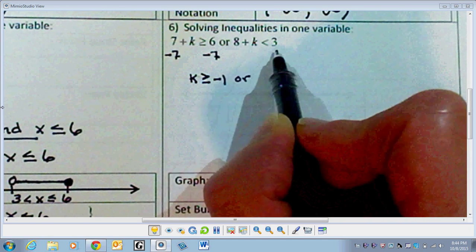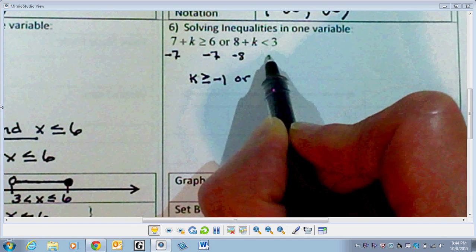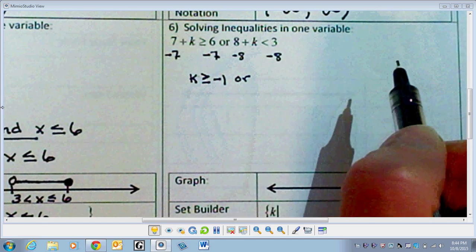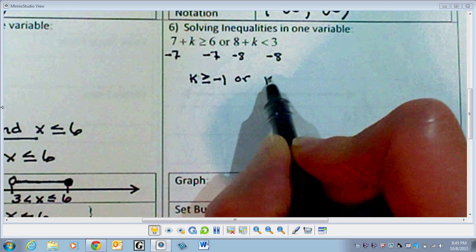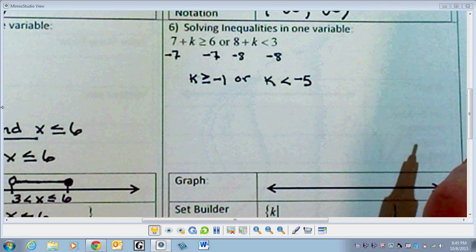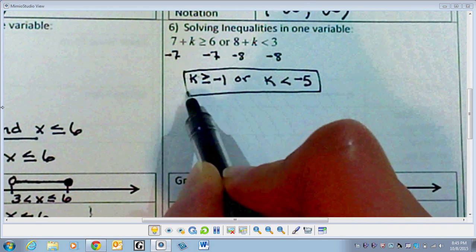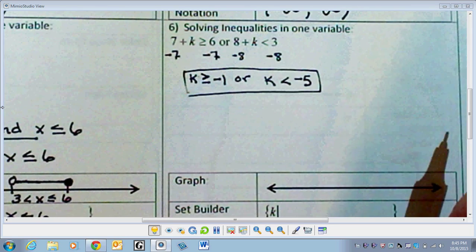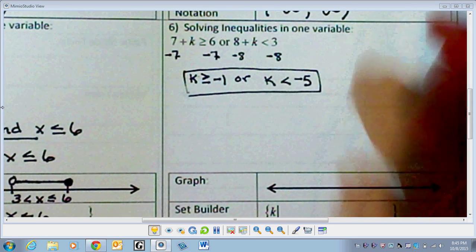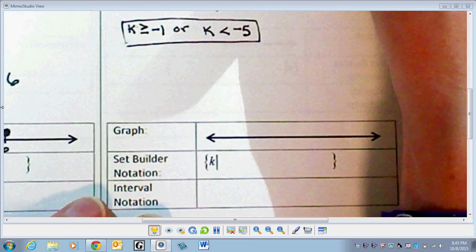Or I'm going to get the 8 over with the 3. I'm going to subtract 8 from both sides of the inequality. So that's going to give me k is less than -5. Okay, so that's my answer. Now, with ORs, I can leave the word in when I'm writing it out, when I go to do my set builder notation.